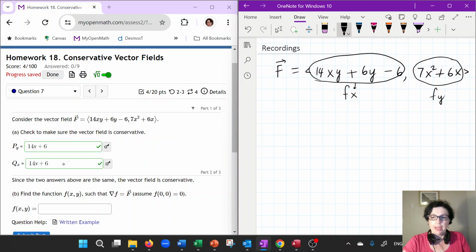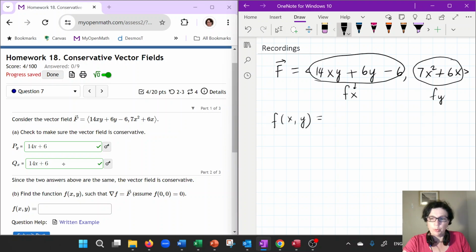How would I find that function? By the way, it is not unique, because as with derivatives, you know that the derivative of a number is 0. But generally speaking, you don't have to add plus c, because you just have to find a potential function. So we'll just take the simplest one.